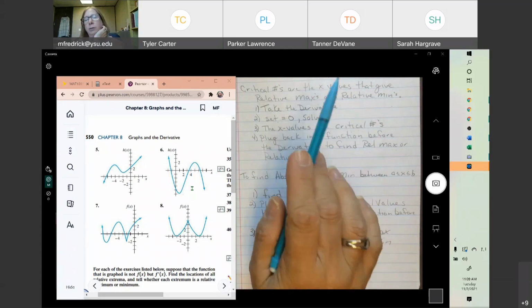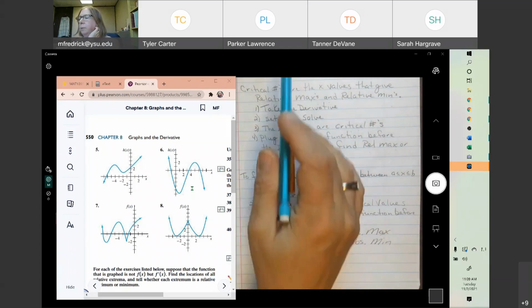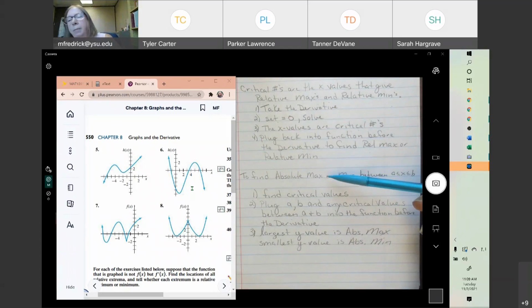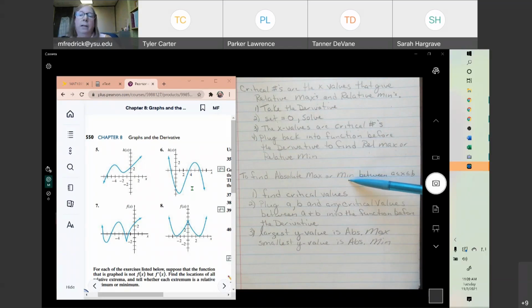I think it doesn't start till chapter 9, but I'm not sure. There might be some in 8. To find the absolute max or min, which means the highest value or the lowest value, look at number 6. It's a high value on the graph, but this part here with that arrow is going to keep going up. So depending on what my bounds are, this might not be the highest value. If I only went from 0 to 4, it wouldn't be my highest value.